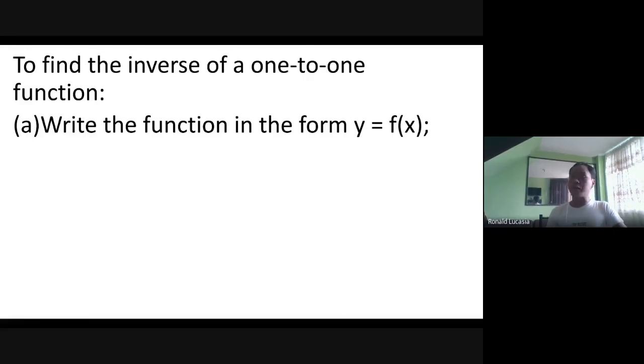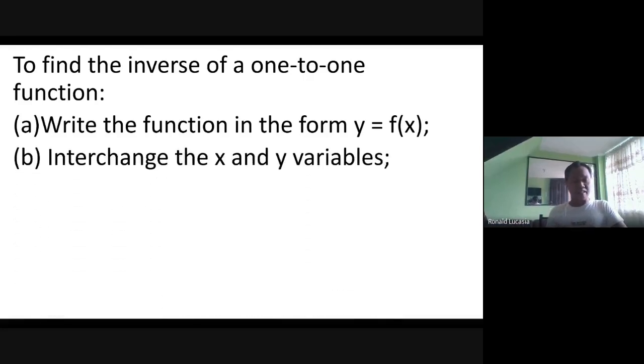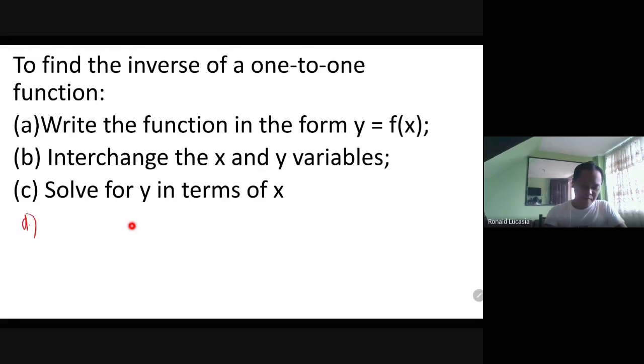You have to write the function in the form y is equal to f of x, since y is the same as f of x. The second one is to interchange the position of the x and the y variable. Kung yan ay y, you change it to x. Kung yan ay x, you change it to y. Then we have to solve for y in terms of x. And last, you have to change y to f inverse of x. That is the symbol for the inverse of the given function.